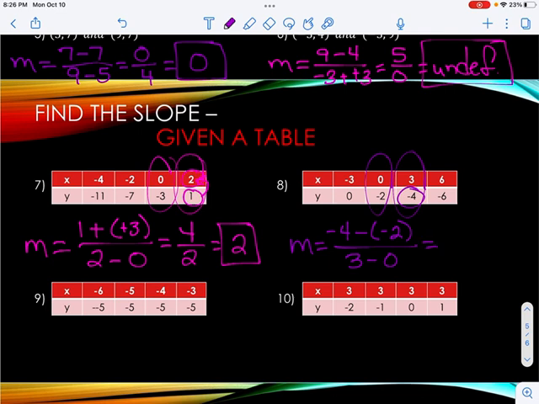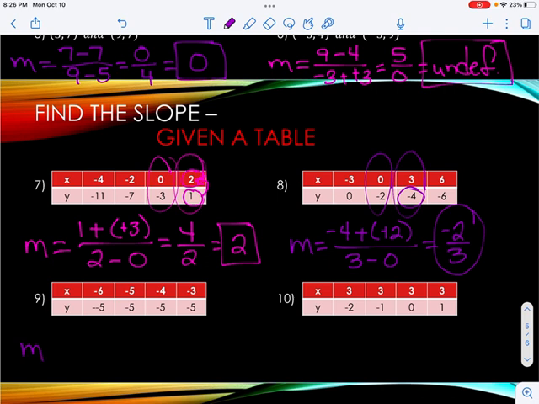So negative 4 minus negative 2 becomes negative 4 plus a positive 2, which is negative 2. 3 minus 0 is 3. That cannot be simplified, so that would be my slope, negative 2/3. You'll notice the process is the same as what we did up top. The only difference is you get to pick which 2 points you want to do.